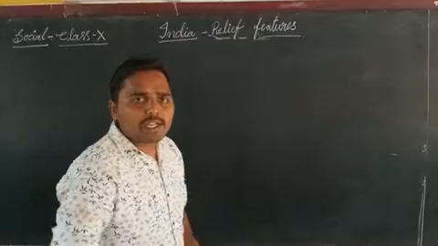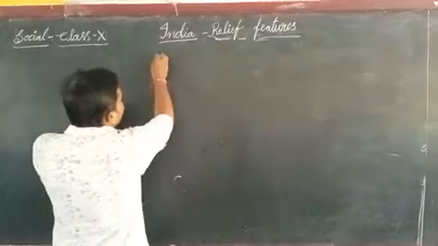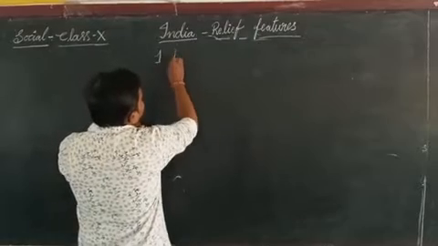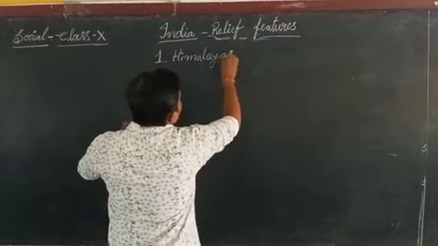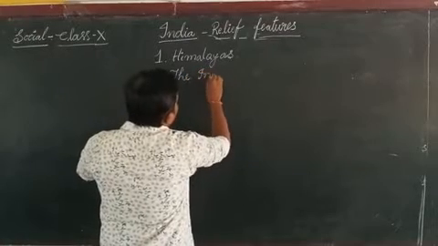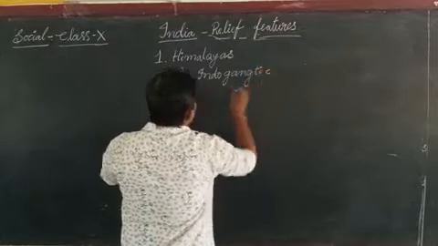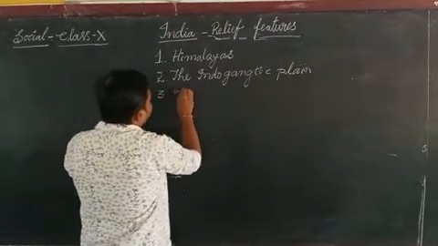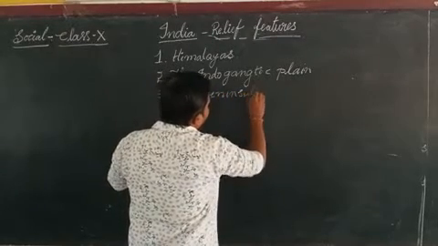Now coming to what are the different types of major relief regions on the Indian landmass? Okay, there are 6 types of major relief regions existing on the Indian landmass. The first one is Himalayas. The second one is the Indo-Gangetic Plain. Third one is the Peninsular Plateau.